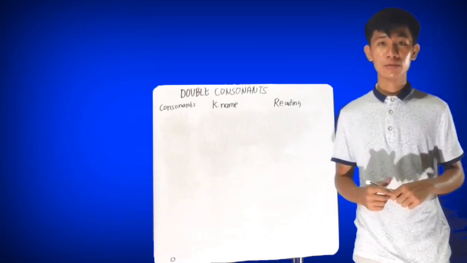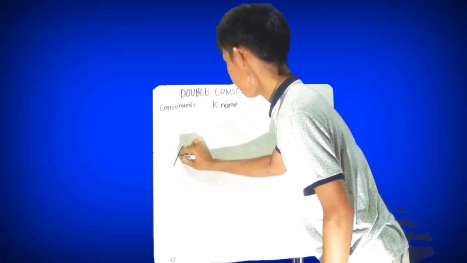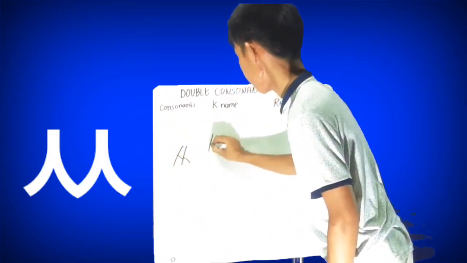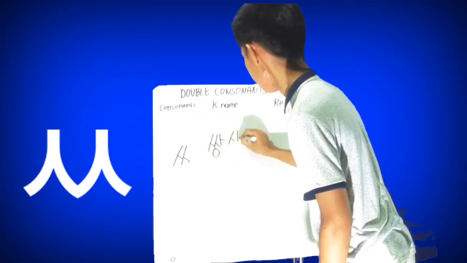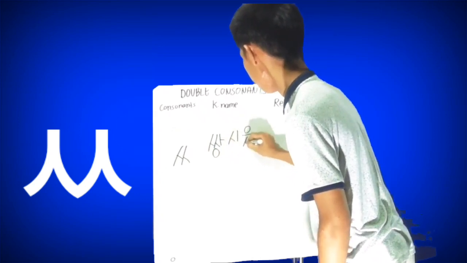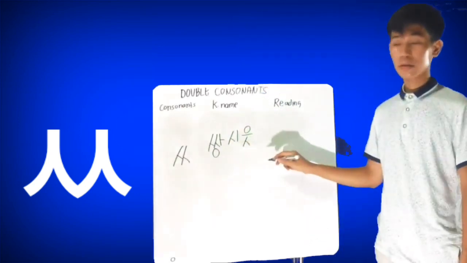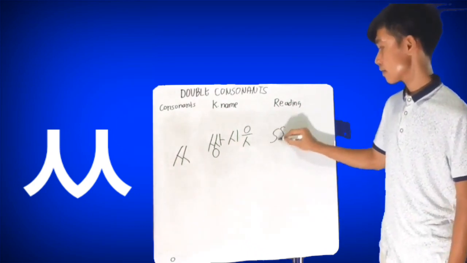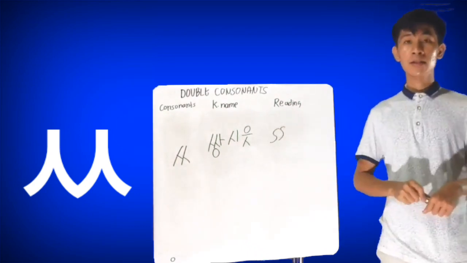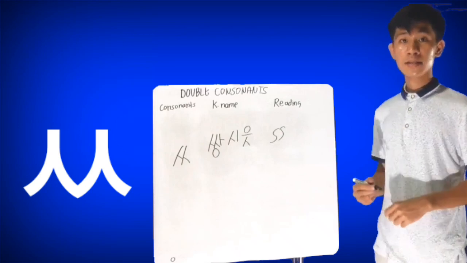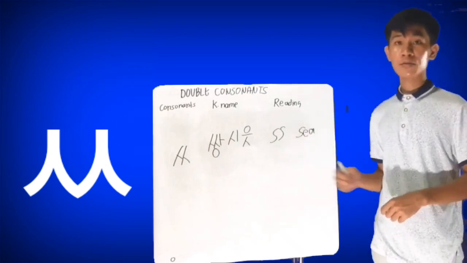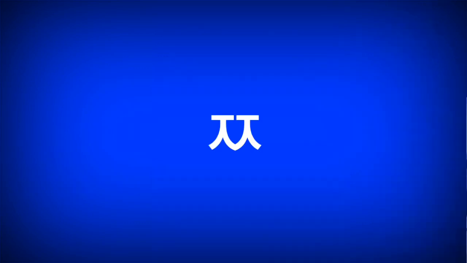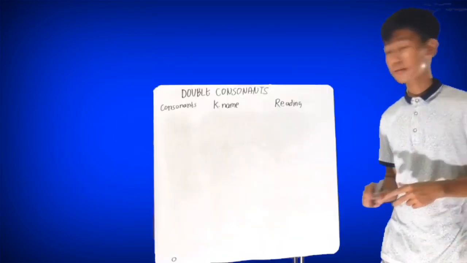Sang shyo. Double S, like C. Sang shyo. Double S. And the last is sang chiyo.